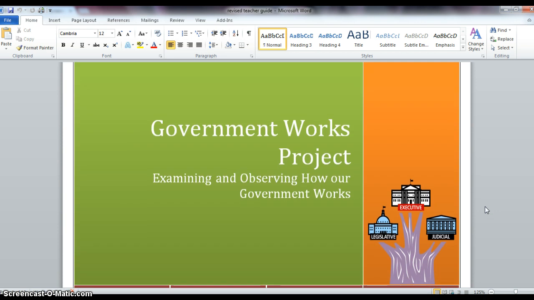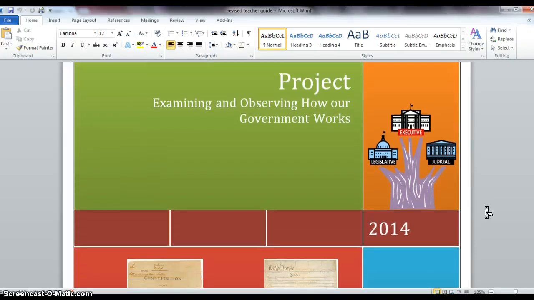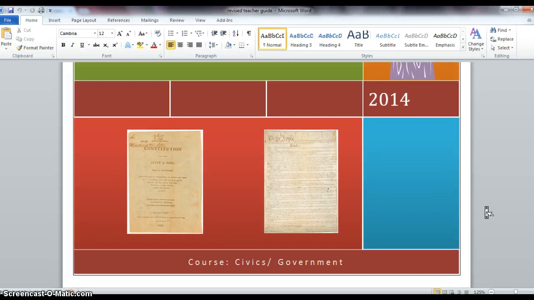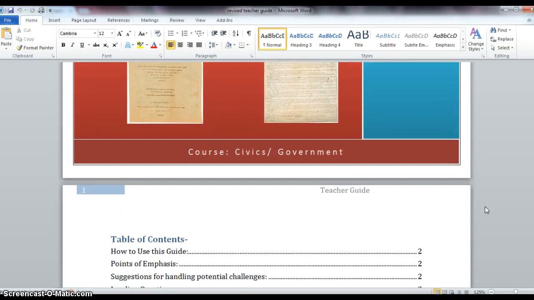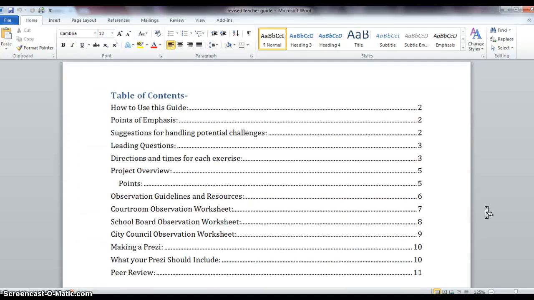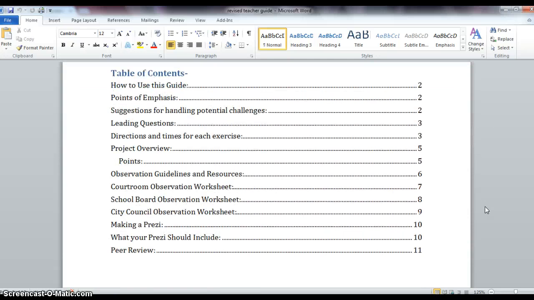I just have open the teacher guide that I've revised after getting some peer reviews and the student reviews from the test group. So I'm just going to walk you through it briefly and give you a basic overview of what I've created. If you look at the first page of the unit, you have the table of contents.